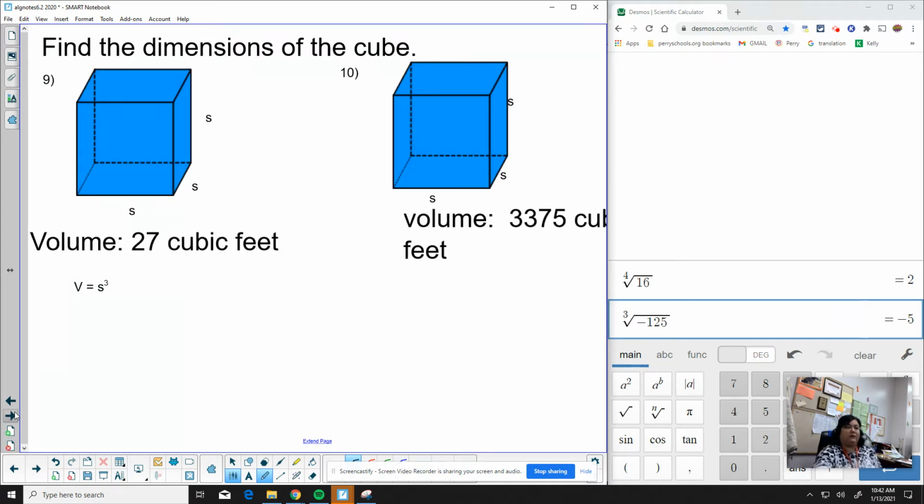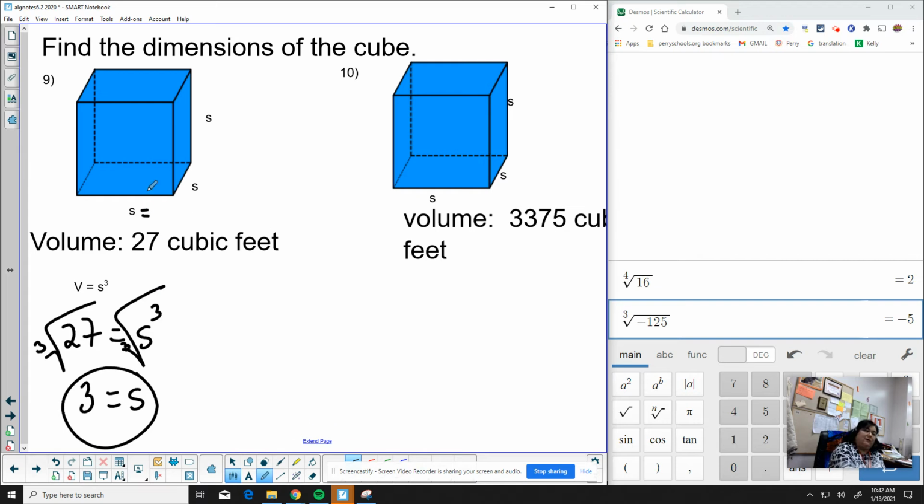So if we do a quick story problem, it says that the volume is 27 cubic feet. To find the dimensions of the cube, since it's a cube, they're all the same dimension. So I know that the volume V is 27, so 27 equals S to the third power. If I want to solve for S, I take the cube root on both sides, which would give me 3, and the cube root of S to the third is just S. So the sides on this cube are 3.